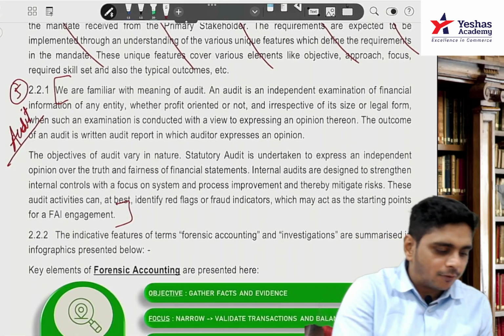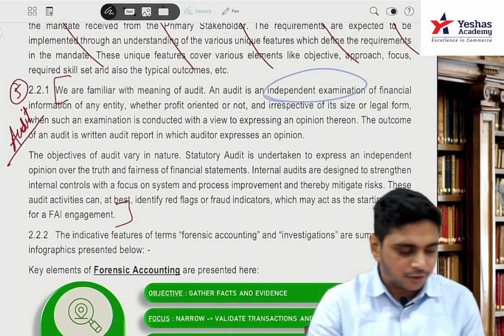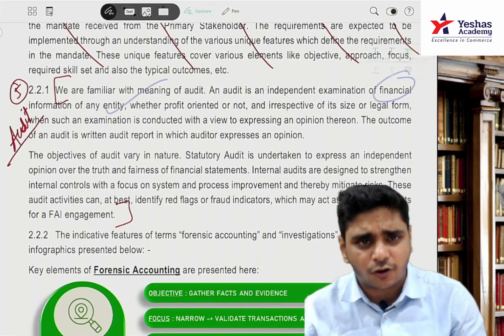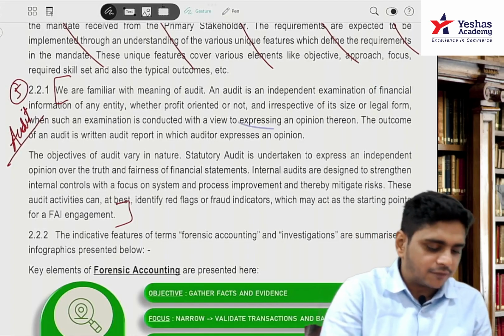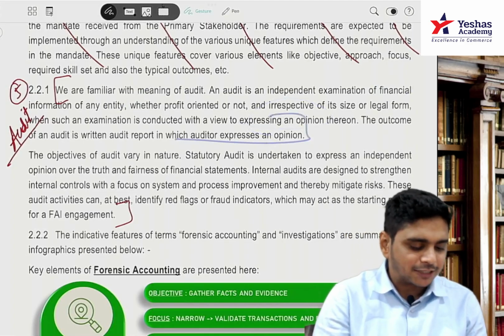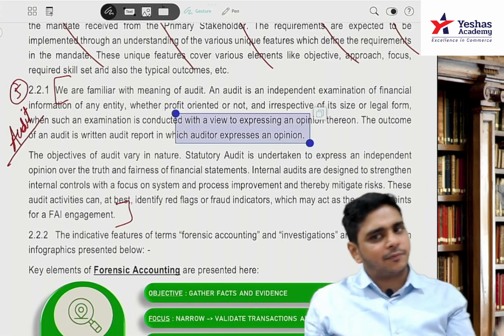What is audit? Audit is an independent examination of the financial information of an entity, whether profit or not, with respect to the size and legal form. When such an examination is conducted with a view to express an opinion thereon, the outcome of an audit is a written audit report in which the auditor expresses an opinion. So this is basically the definition of audit. You have studied this at your intermediate level.